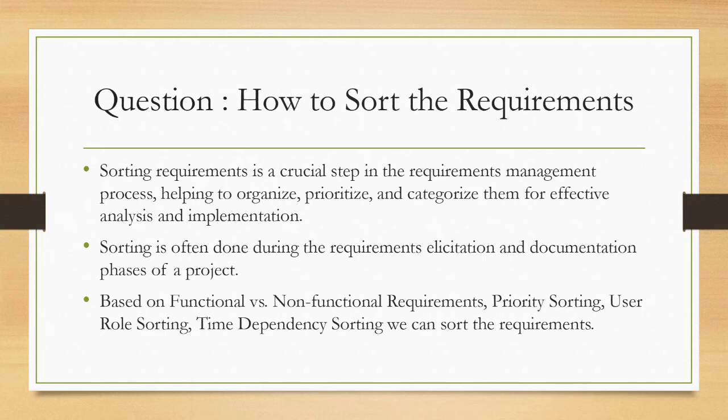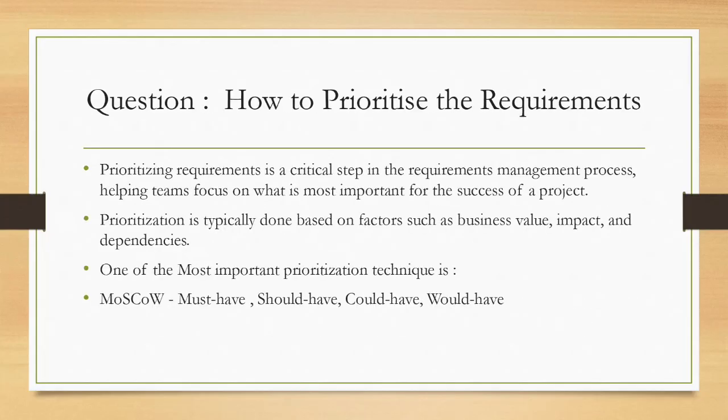Okay, so whatever the techniques are, like the Moscow technique, we'll be using to sort the requirements and prioritize the requirements. Mostly this sorting is done during the requirement solicitation and documentation phase of a project. Whatever the functional and non-functional requirements are, they will be sorted according to what should be done first. This will be done by the BA.